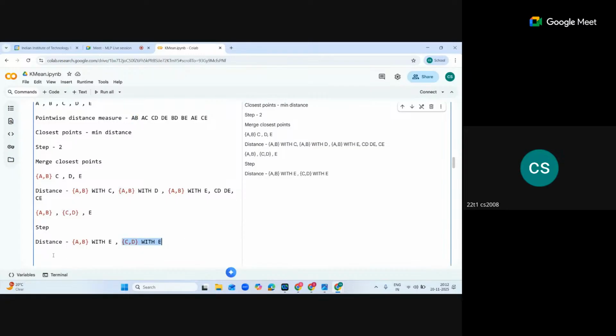I'll write it here only. Let's suppose we are computing the distance of CD with E. What we'll do is, this will be the mean of C with E and D with E, right? First we'll compute the distance of C with E. We already have that, so we have this here and this here. We'll just take the mean of this.